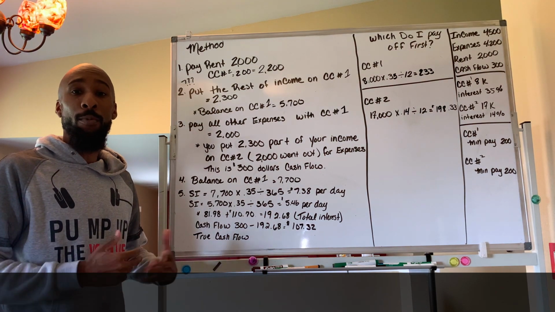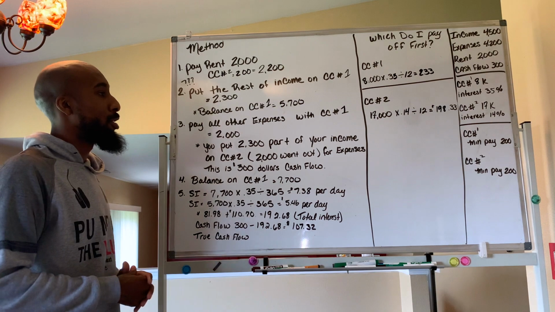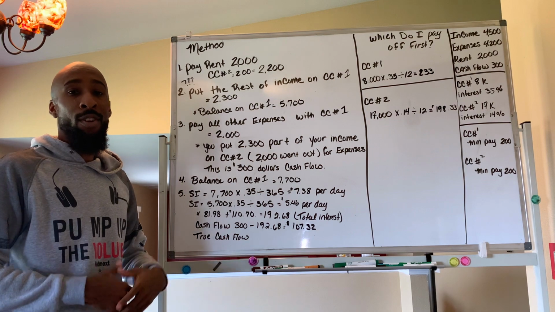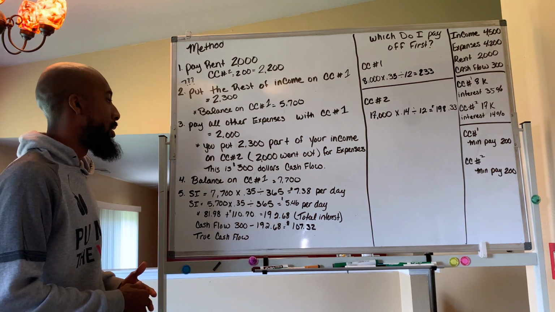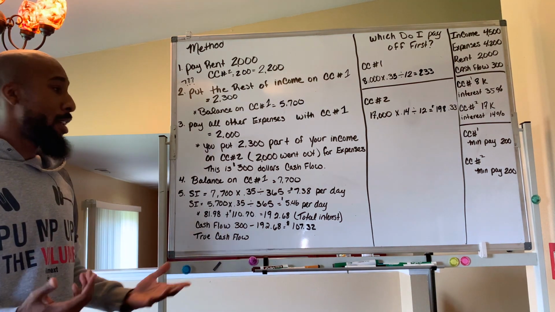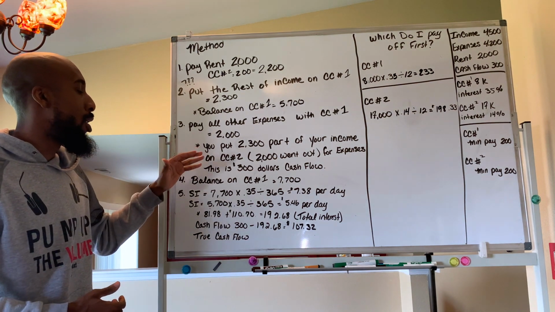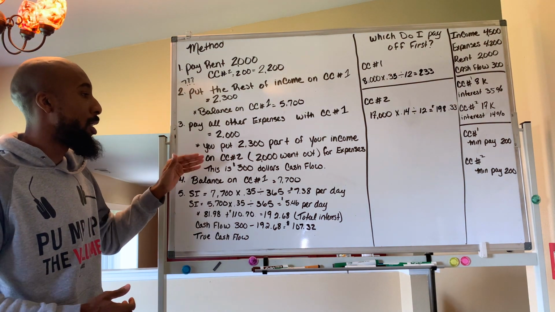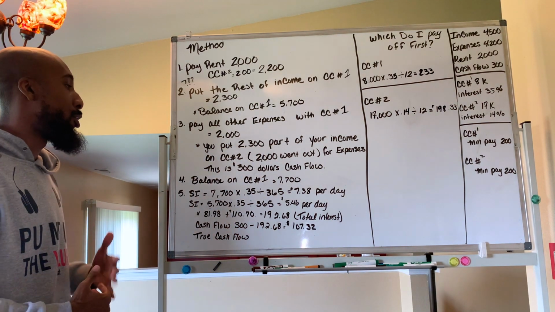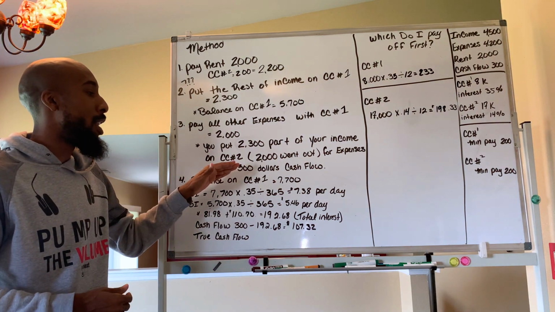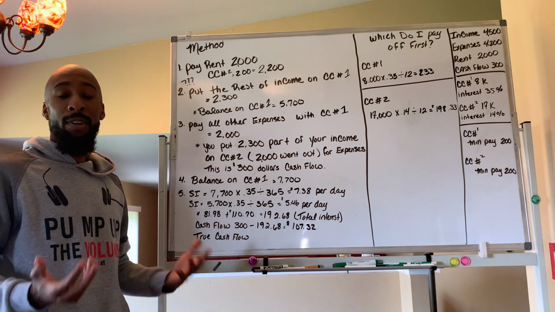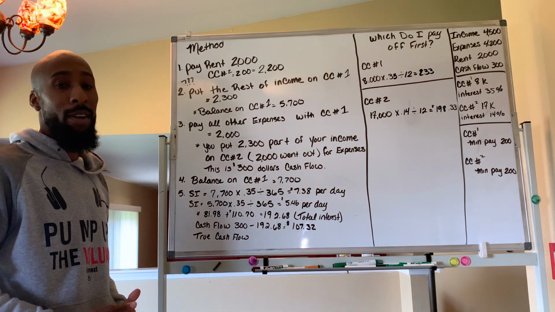Now for step 3, we're going to pay all our other expenses on credit card number 1. So the remainder of our expenses are going to be $2,000. So what we particularly did, we put $2,300, part of our income, onto credit card number 1, and then $2,000 went out for expenses on credit card number 1. This is our $300 of cash flow. So it got kept in the credit card, right? So we pretty much paid off $300 onto the credit card.